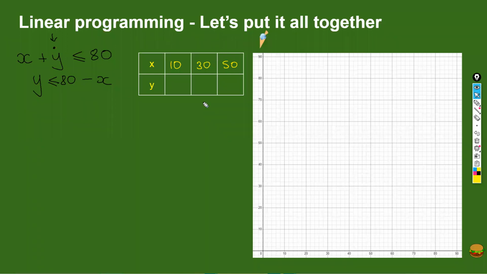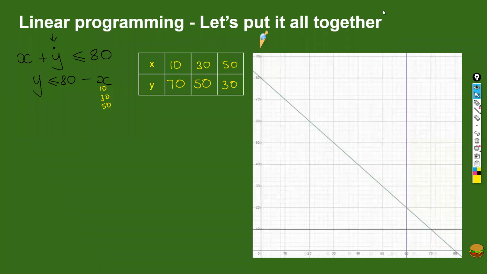When I chose 10, I replace x with 10, right? 80 minus 10 is 70. If we replace it with 30, 80 minus 30 is 50. And if you replace it with 50, 80 minus 50 is 30. Right, so those are my three values. You just plot it on the graph, use a ruler, you know the drill. So you'll let me know if you got something like that.